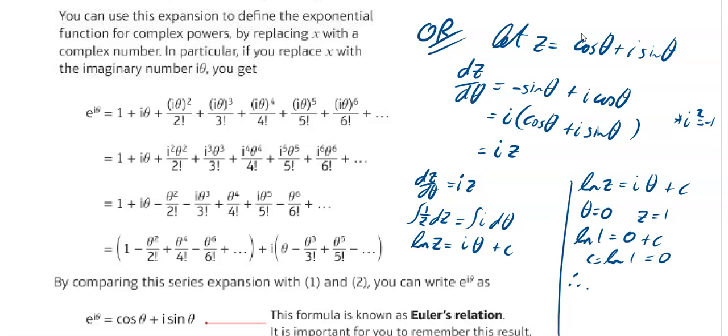So the story so far, we found out that ln of z is actually equal to i theta. And then if you inverse ln, the opposite of doing ln is doing e to the power of something. So z is equal to e to the power of i theta.